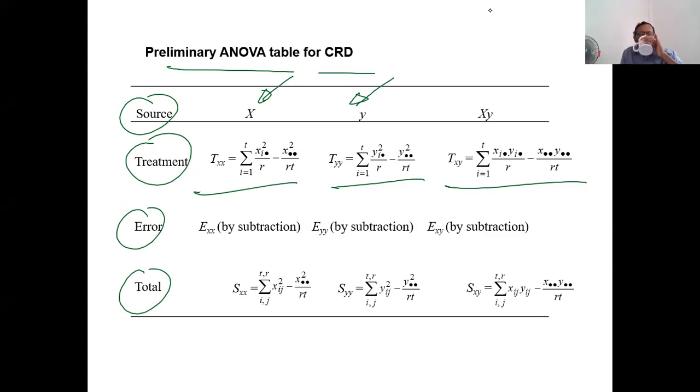What is X and what is Y? Y is body weight. How do you call that in general? What is the name? Dependent variable.